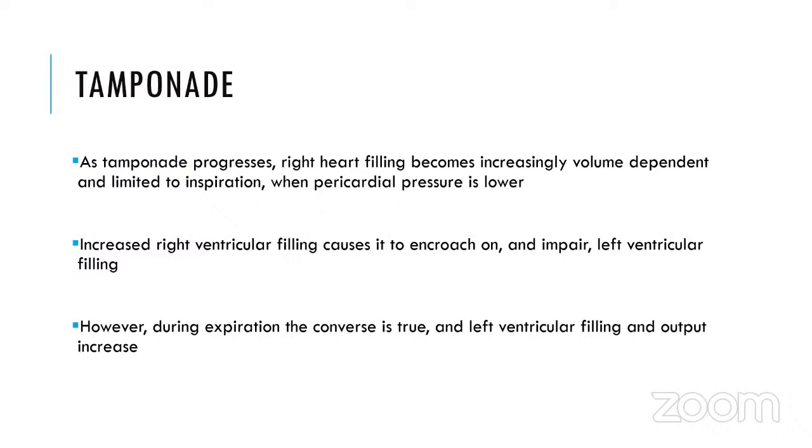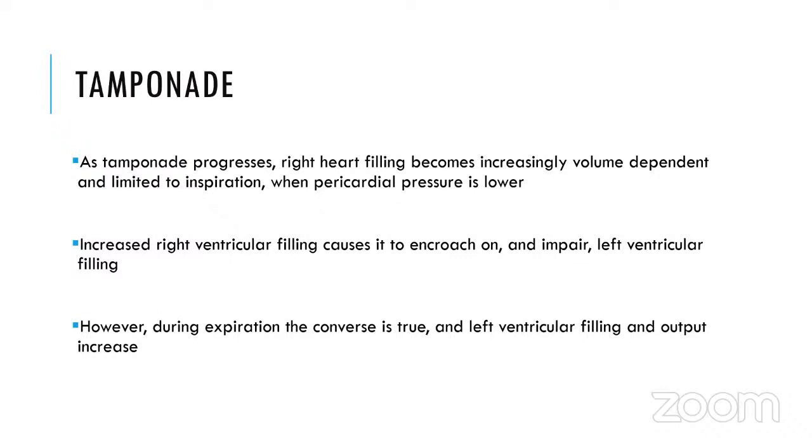However, at the expense of reducing cardiac output of the left ventricle. And the opposite occurs when the patient expires the air: the septum encroaches onto the right side of the heart, reducing blood entry into the right heart and increasing cardiac output on the left. This is basically what pulsus paradoxus means. Pulsus paradoxus is defined as a reduction in systolic blood pressure of more than 10 millimeters of mercury on inspiration.